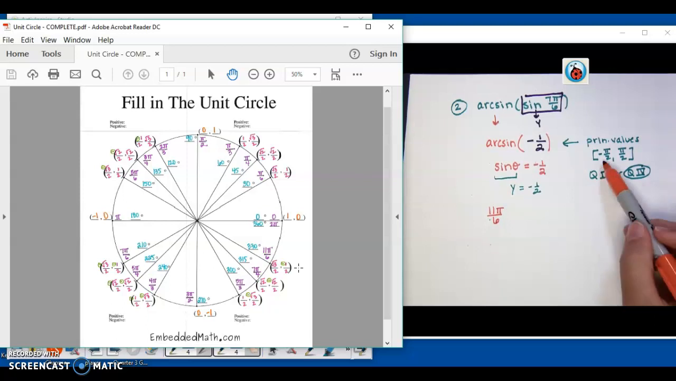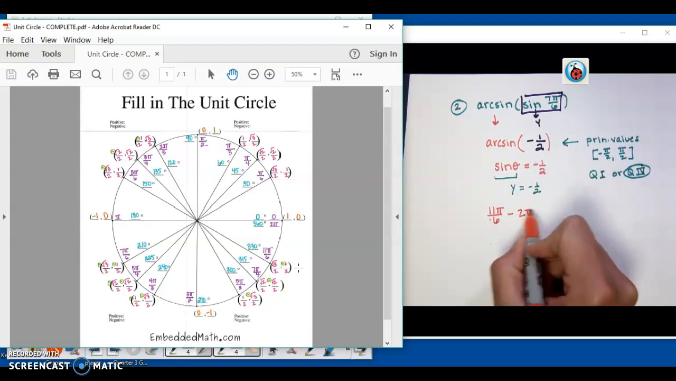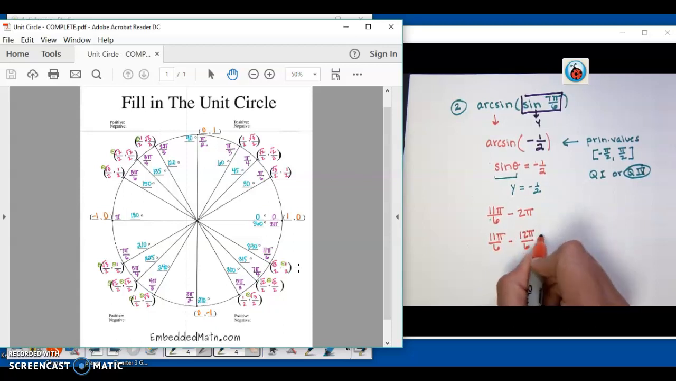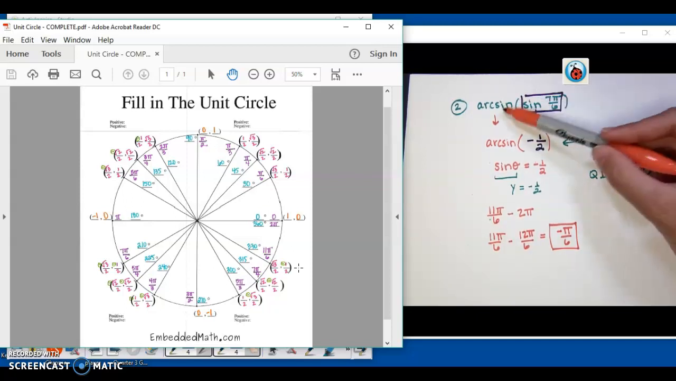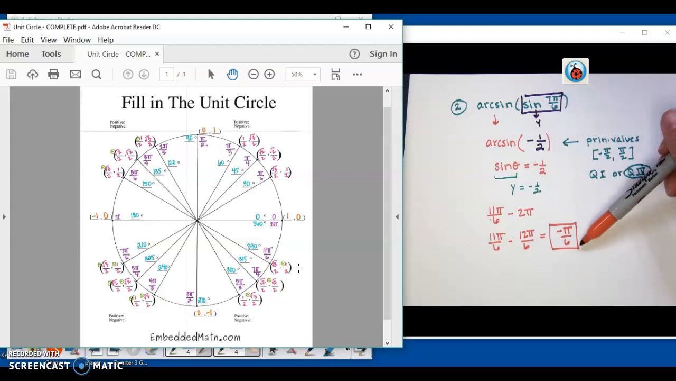That was in quadrant 4, which means it's too big for our interval. So we have to subtract 2 pi, so we can make it within the interval. We make common denominators. That will give us a final answer of negative pi over 6. So if you notice, this one didn't work. Arc sine and sine can't just cancel each other out. So you always have to go to the inside part first and then rework into the outside part. So negative pi over 6.